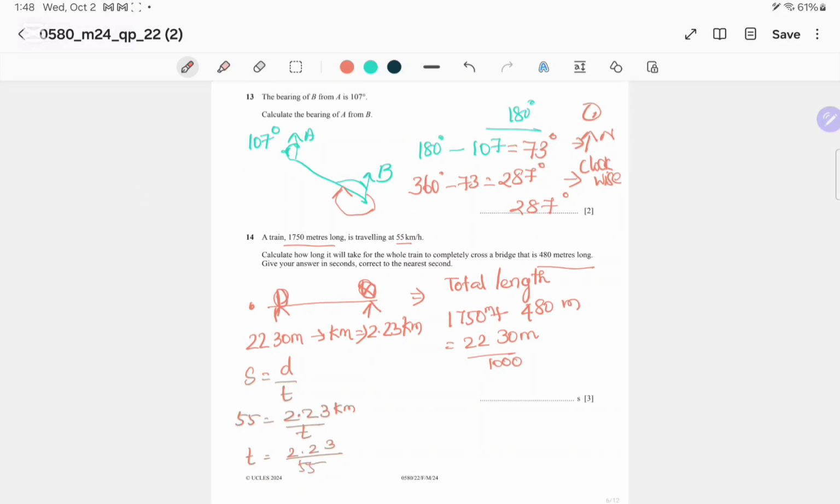You have to get the answer in seconds, remember that. So multiply by 60 for minutes and 60 for seconds. 2.23 is the kilometer value, divided by the speed, which is in kilometers per hour. Finally we get 145.96 seconds. Please round it off, so I am making it 146 seconds. Is it clear? Can we go to the next part?